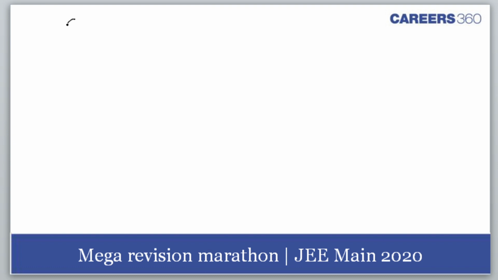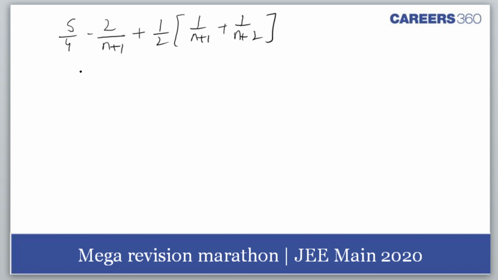5 by 4 minus 2 upon n plus 1 plus what was here? Half. 1 upon n plus 1 plus 1 upon n plus 2. Okay, this is what we'll get. So half n plus 1 and minus 2 n plus 1, I'll get 3 by 2 minus 3 by 2 minus 3 by 2 n plus 1, and here it is half n plus 2.